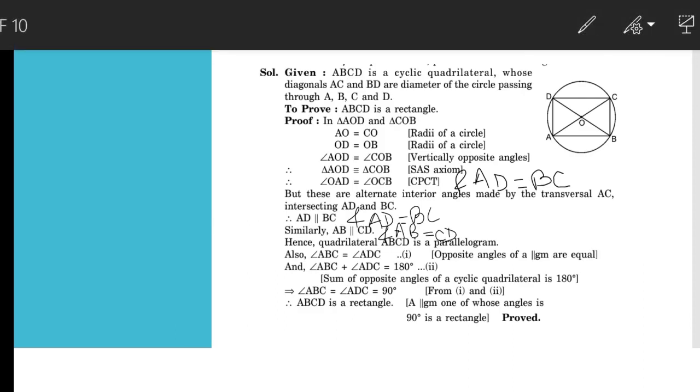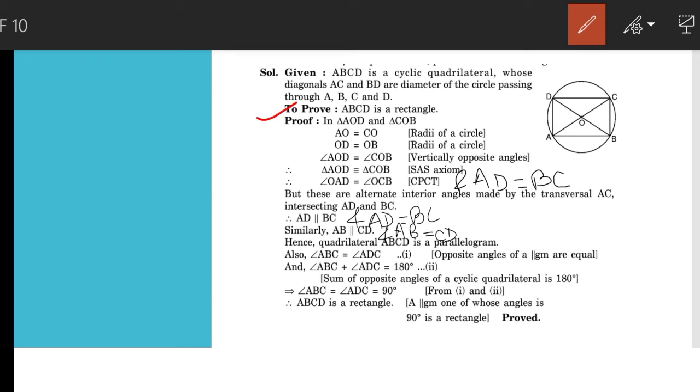So here first we will write given, then to prove. Given is a cyclic quadrilateral ABCD, and AC and BD are the diameters passing through A, B, C and D. We need to prove that ABCD is a rectangle.